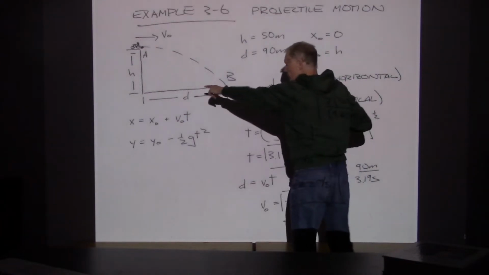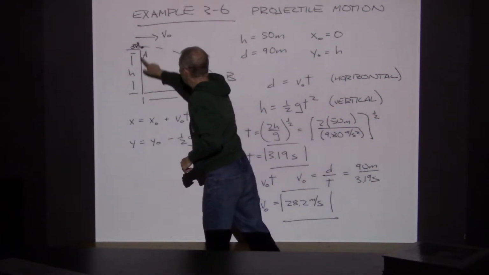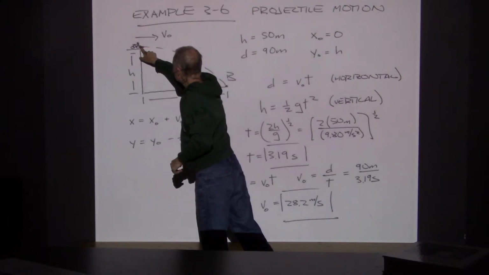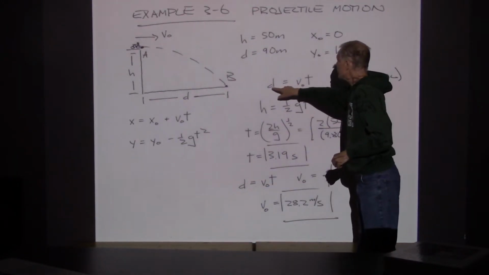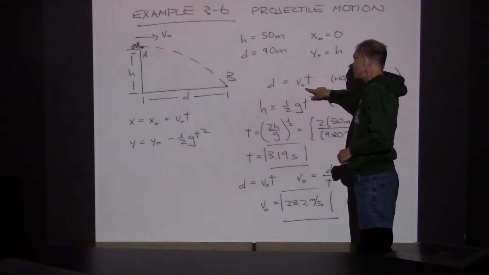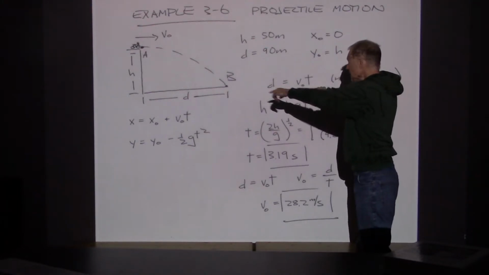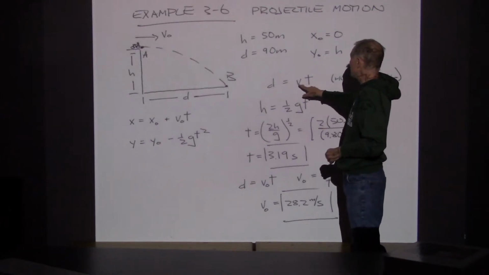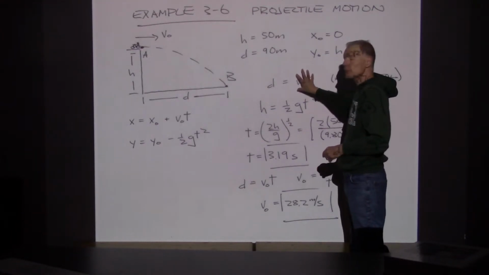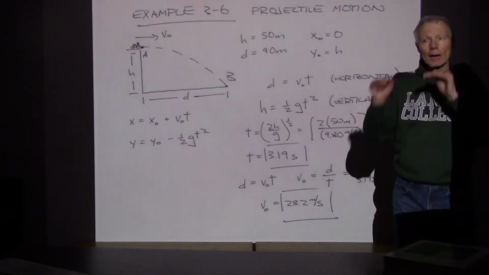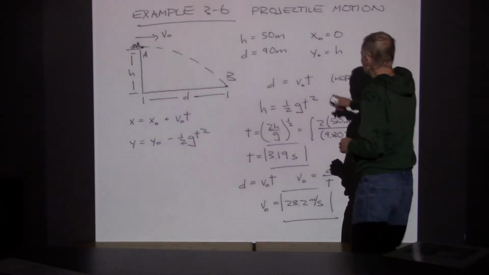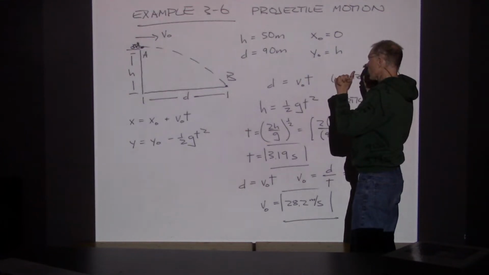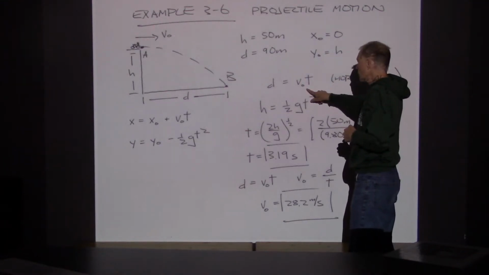So the coordinate system origin is down in that corner. Here x is equal to 0, but y is equal to 50. That's what I've got written. The distance that we travel in the x direction, d, is going to be given by v naught times t, and v naught's going to stay constant. I've got this velocity at which I'm coming off the cliff, and as time goes by, I'm going to be traveling horizontally at a constant velocity.